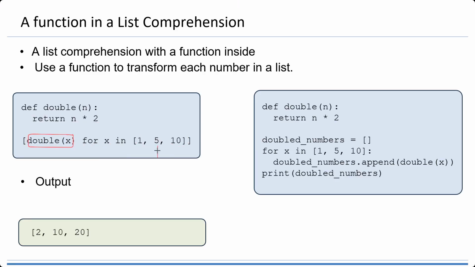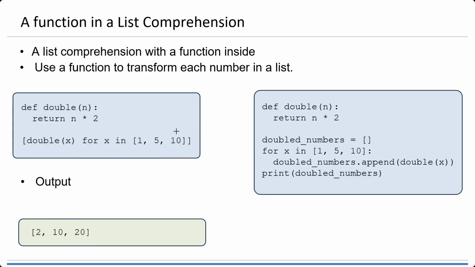When x equals 5, 5 will be the argument of this function, and 5 will be multiplied by 2, and the result is 10. And 10 will be a new value in this list. When x is 10, 10 will be the argument of this function, and 10 multiplied by 2 is 20, and 20 will be added into the list. So the result will be 2, 10, and 20.